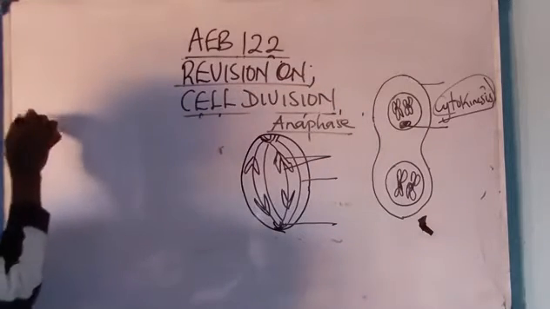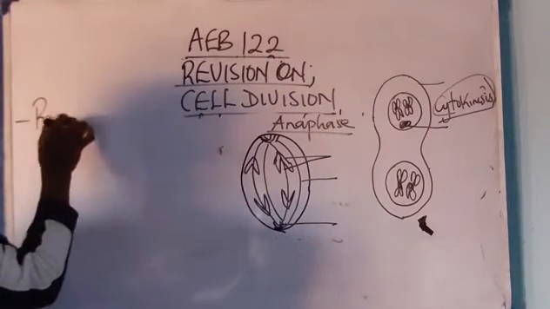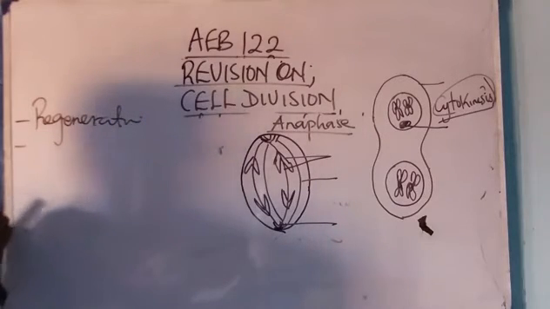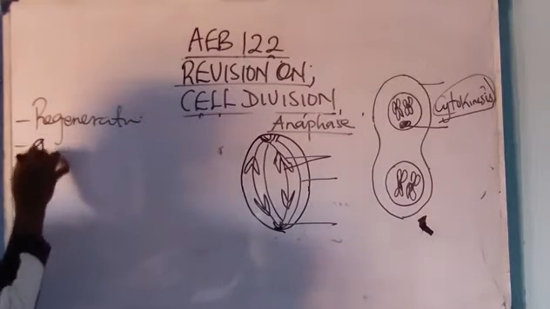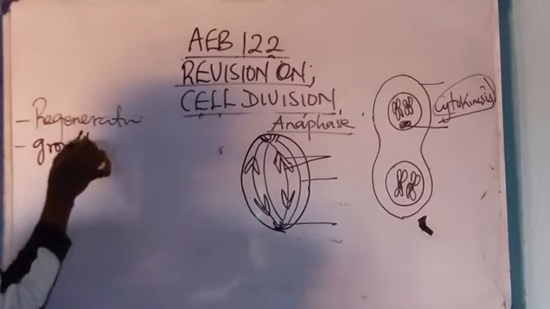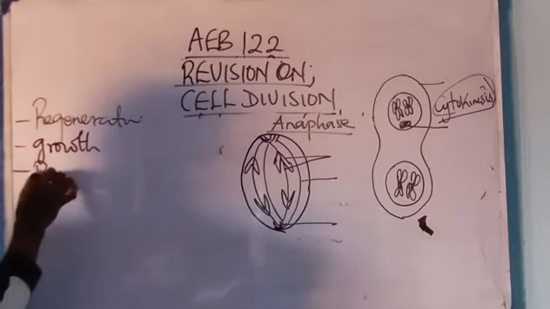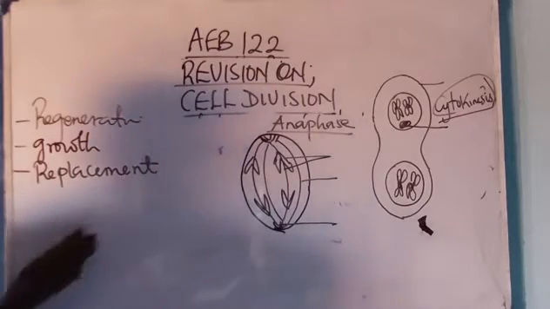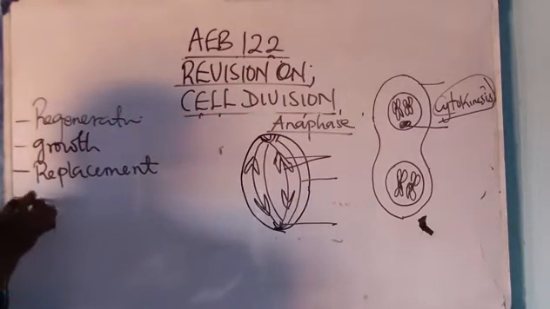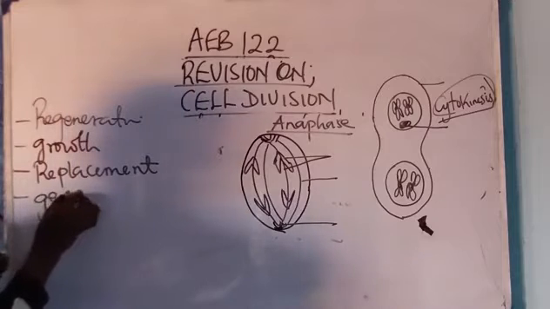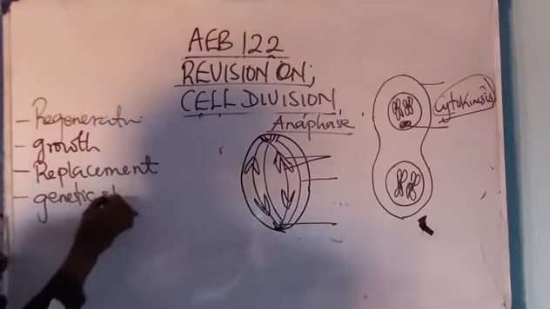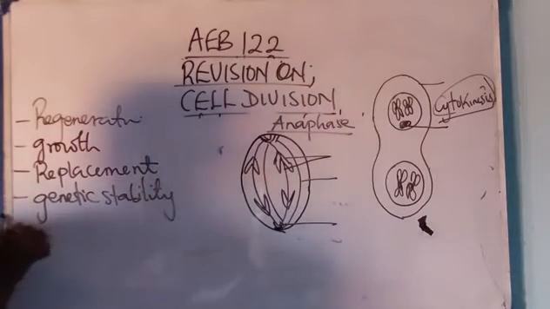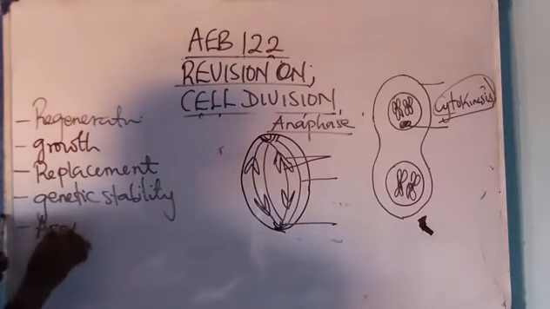1, regeneration. 2, growth. 3, replacement of worn out cells and tissues. We have genetic stability and asexual reproduction.